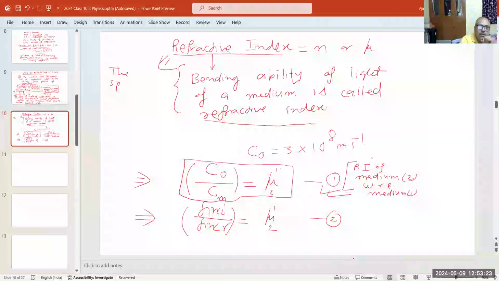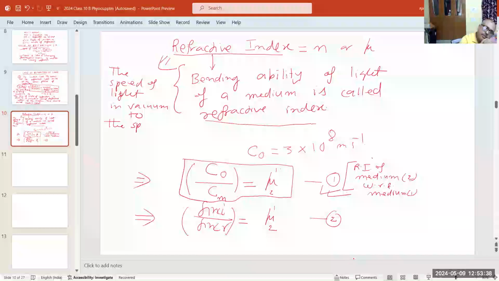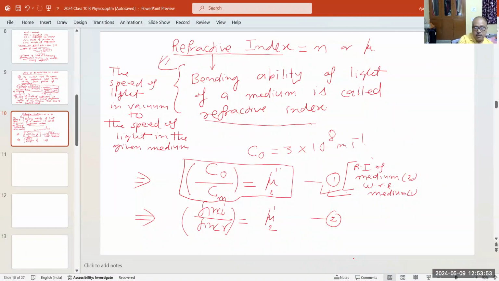द स्पीड ऑफ लाइट in vacuum to the speed of light in the given medium. The speed of light in the vacuum to the speed of light in the medium. और V ratio होगा उसका, the ratio of these two speed is a constant. इसका लैंग्वेज में ये देना हो, constant, called refractive index. RI शॉर्ट में लिख दिए, RI stand for refractive index.